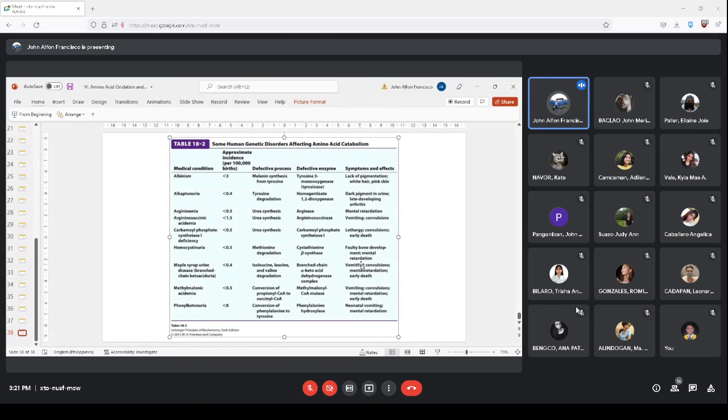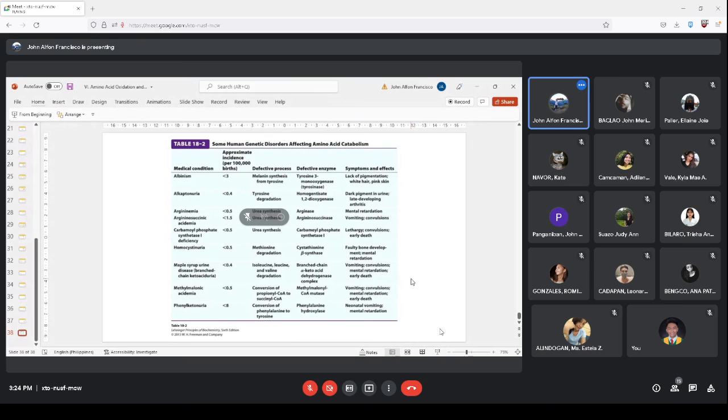Homocystinuria, which affects the bone. Early death also occurs in maple syrup urine disease, and with methylmalonyl CoA mutase, the conversion of propionyl CoA to succinyl CoA. So these are examples of genetic disorders where there is a lack of, or wrong conformation in, the enzymes which are important in the conversion of different amino acids.